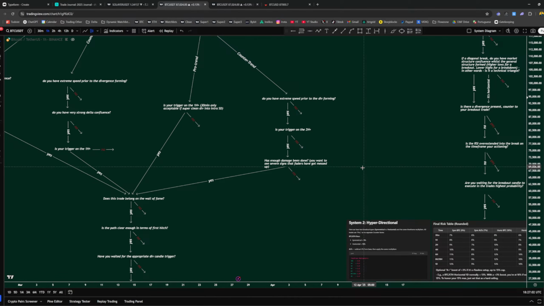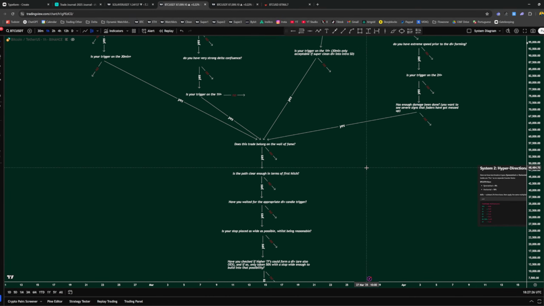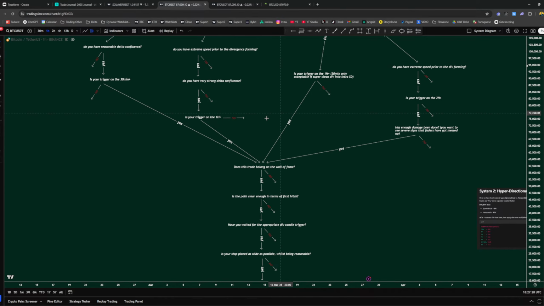So again, this is going to keep me out of a ton of positions, right? But it means that I'm going to increase my win rate, increase my profit factor, and be able to size up and build the account more sustainably, because I have a very strict and specific list of criteria to keep me in and out of positions. So all roads lead down to this. Does it belong on the Wall of Fame?